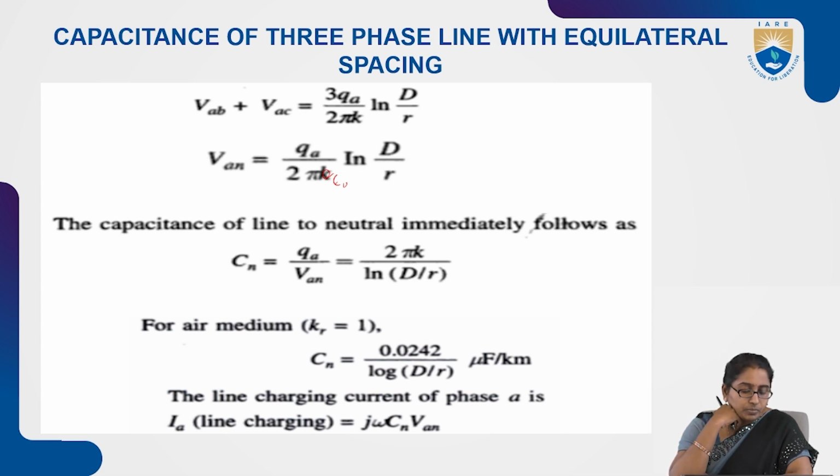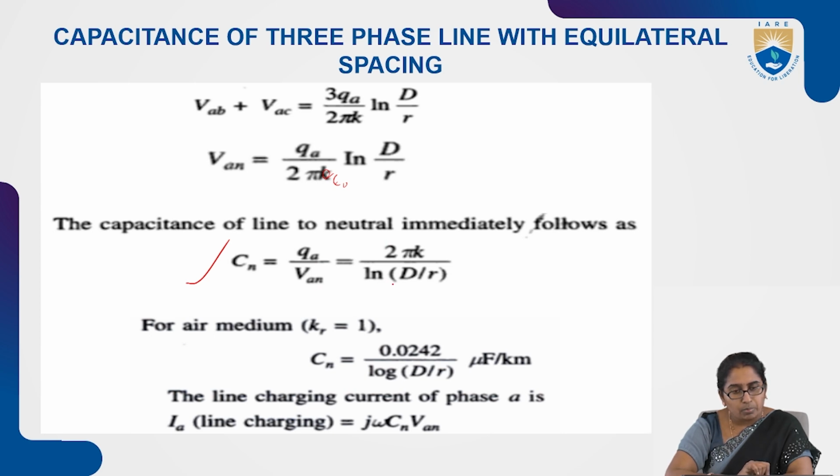Now, the definition of capacitance is the ratio of charge to the potential difference. VAN we have already written the expression of. So finally, substituting into the equation of capacitance, let us consider we are writing for the first conductor. The charge considered is QA by VAN. If we substitute VAN here, Q gets cancelled and 2 pi epsilon comes up.